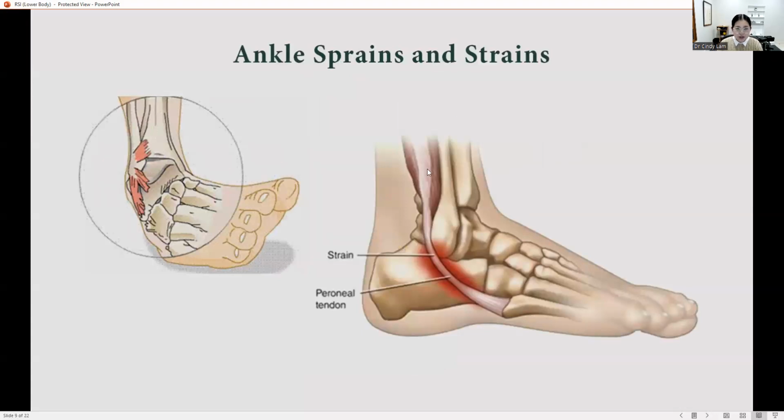Next is the ankle. We're moving down the chain. So ankle sprains and strains. I want to differentiate the two first of all. A sprain is something that happens that's a bit more acute. So let's say you're walking and you accidentally trip over your shoelaces, or you're playing basketball, football, soccer, and you find that your foot accidentally bends in, which is more common, or it can bend out.